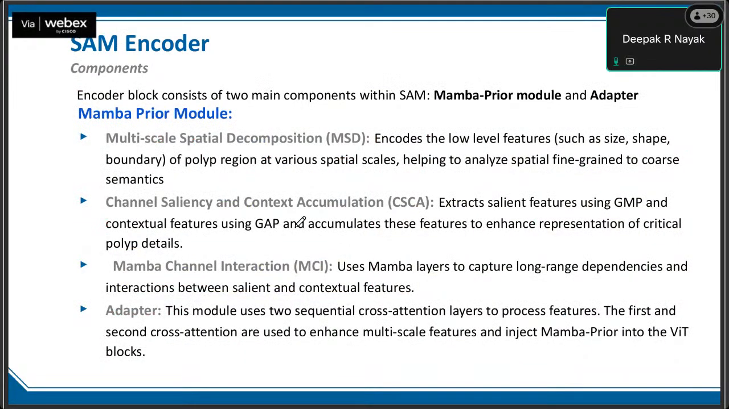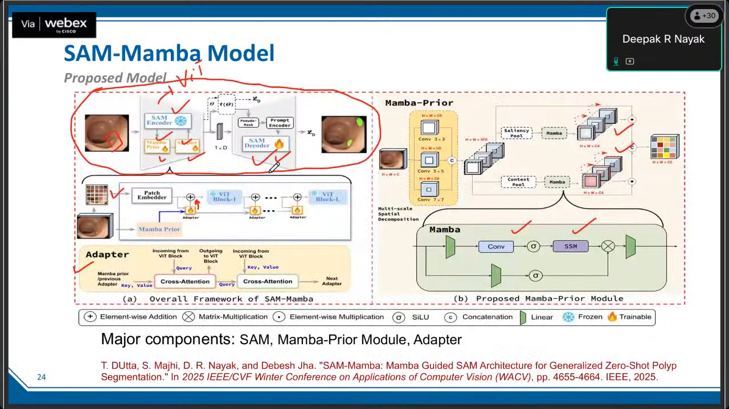And here are the details of the blocks we have discussed right now. All these blocks, including this Mamba prior block, where we have initially applied multi-scale spatial decomposition to decompose the images at different scales from fine to coarse level, with the help of convolution layers with different filters like 3 cross 3, 5 cross 5, 7 cross 7. Then we apply global average pooling and global maximum pooling over the concatenated feature, and then find the relationship between those features using one-dimensional Mamba.